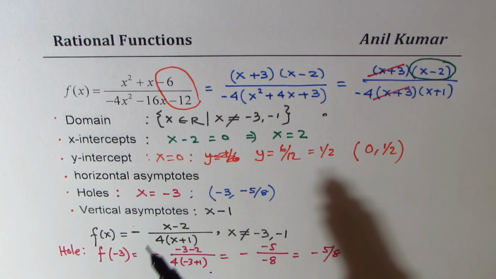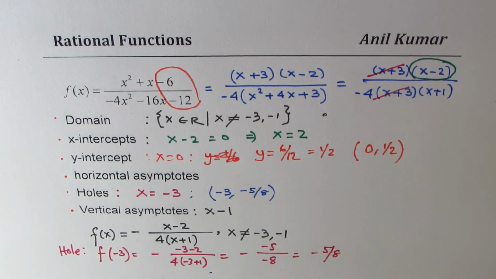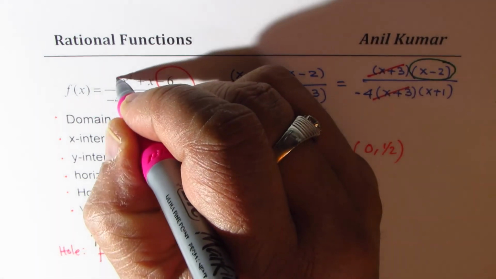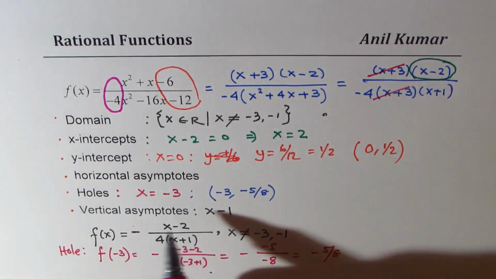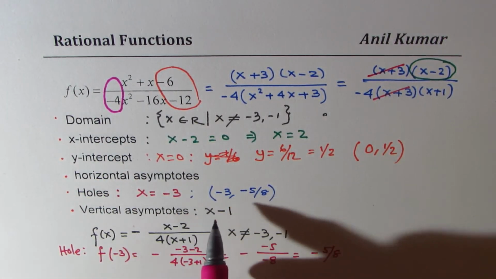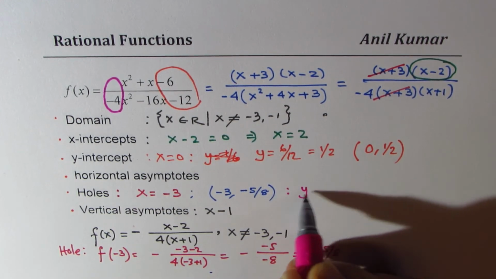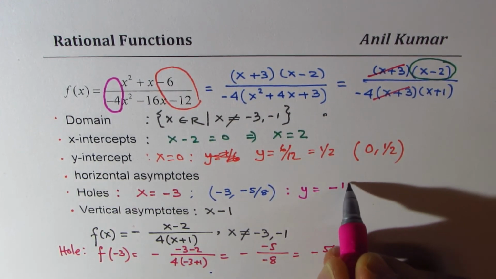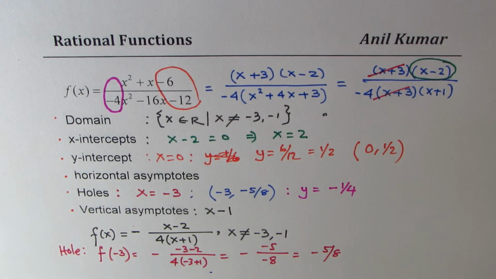Horizontal asymptote is basically the ratio of leading coefficients, which is right there. So the horizontal asymptote in this case will be y equals minus 1 over 4. Is that clear? So that is how easily we can get all the parameters for the rational function.